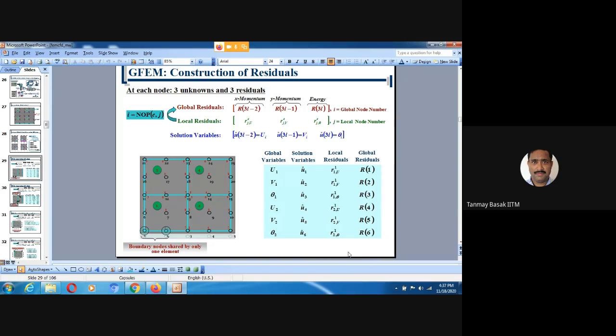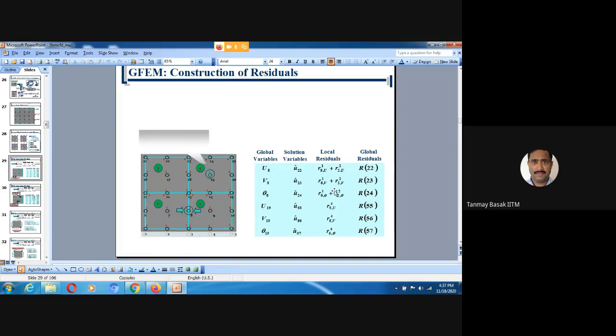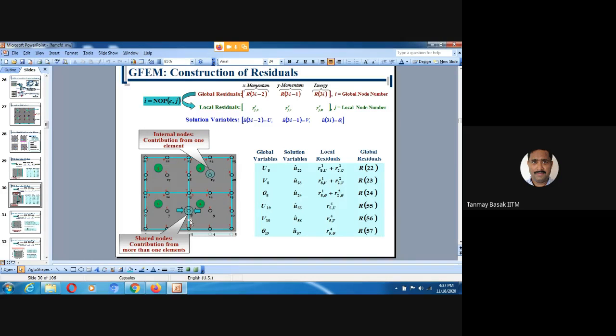Similarly, for the global residual, we have the local residuals. So first I talked about the generalized principle, and then we have the internal nodes. We can have one internal node here, and we can have shared node contribution from more than one element. We can see that we have 1, 2, 3, 4, 5, 6, 7, 8, and this 8th node is shared by the 2 local residuals as I discussed.